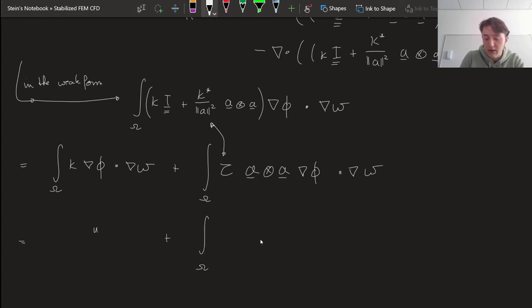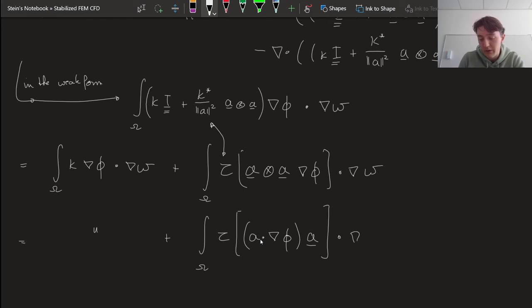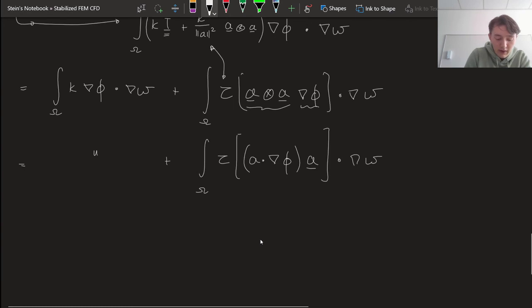Because if you work out this tensor vector multiplication, then you find that this is going to be equal to A dot the gradient of phi, which is a scalar, times A, which is a vector. So this is going to be the same thing, dotted with the gradient of W. Clearly, because this was a second order tensor, this is a vector, so the result has to be a vector, and that's what we see in the bottom as well. So that means I can write this out one more time.